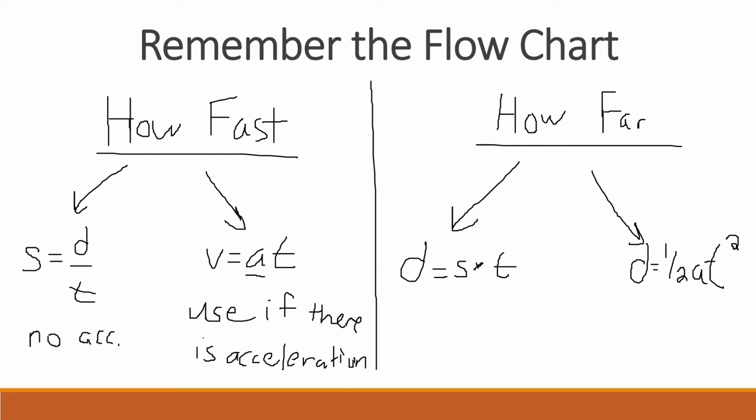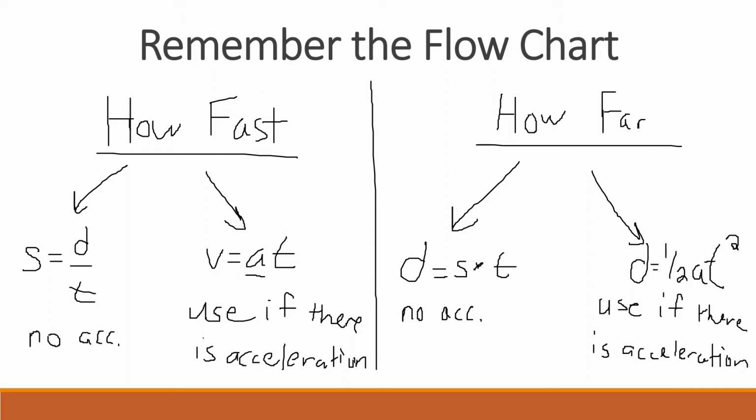And the same principle applies for the other two equations. Distance equals speed times time, you use this if there is no acceleration. Distance equals 1/2 AT squared, you use if there is an acceleration. So you need to understand how to find acceleration in a problem. You need to know how to recognize it. You got to know how to find it. And that's what's going to get tricky.